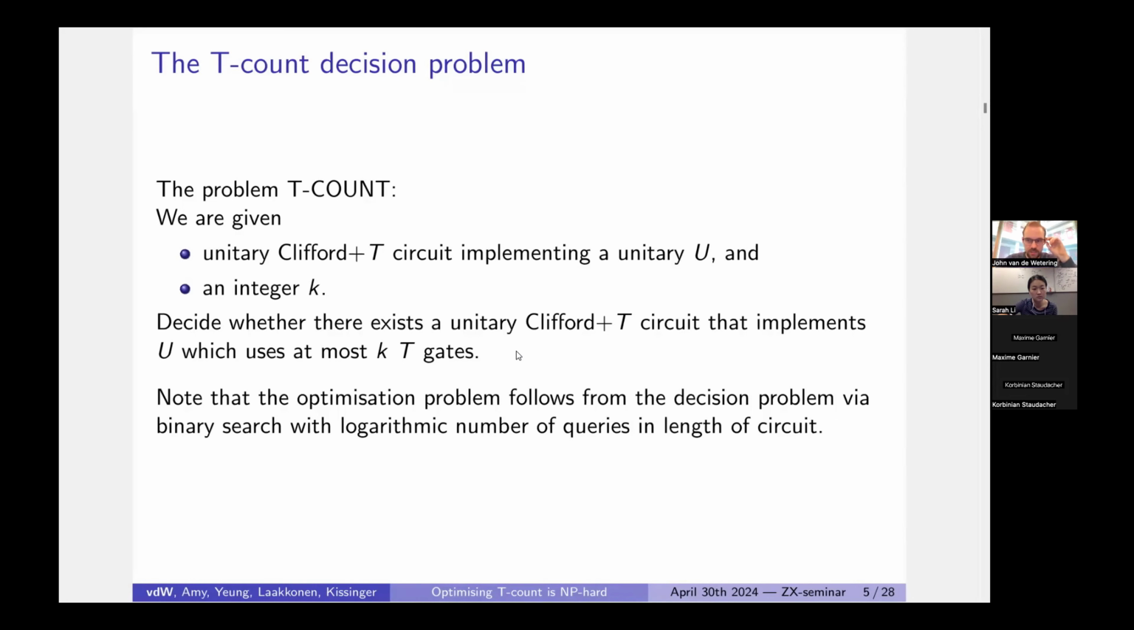But using standard techniques from computer science, we can promote this to an optimization version where we do a binary search over the value of K, and in this way we find the optimal value of K. Although, even if we know this integer, it is still not trivial to actually determine the circuit that implements this with K T gates. But to me, this is the natural way to encode this as a decision problem: can we optimize T count? Okay, does that definition make sense?